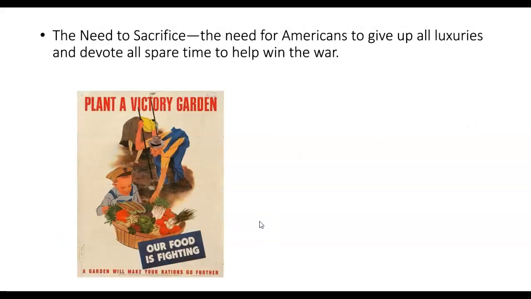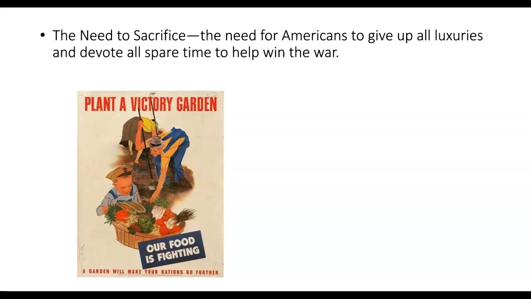The need to sacrifice. There's going to be food rations. There's going to be fuel rations. You're not going to be able to get the products you want. Another example of the need to sacrifice is that you're going to have to help fund the war. You're going to buy victory bonds or war bonds. In this case, you're going to need to grow your own food.